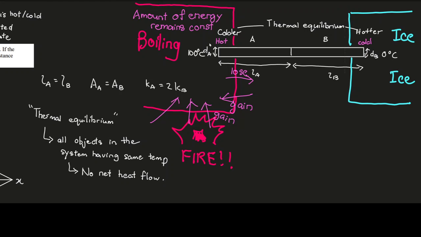So you constantly remain at 100 degrees Celsius. You don't let it go until it becomes steam, okay? You constantly let it boil at 100 degrees Celsius by controlling the amount of fire. So if the amount of energy lost here is equal to the amount of energy gained here, then the amount of energy here remains constant. So it always remains at 100 degrees Celsius.